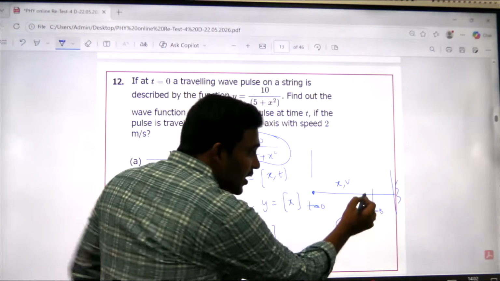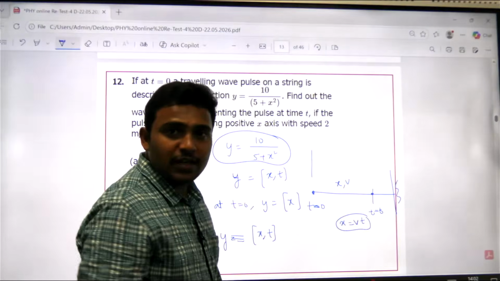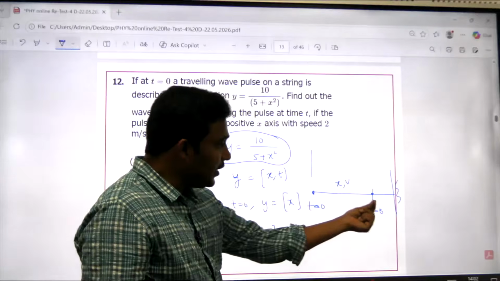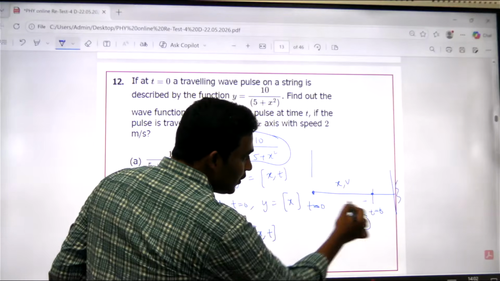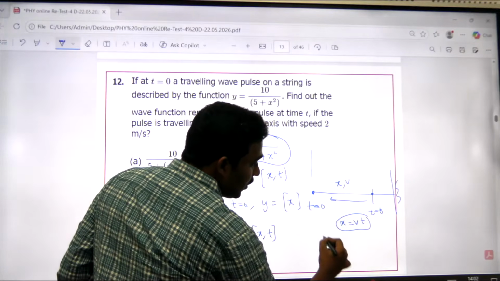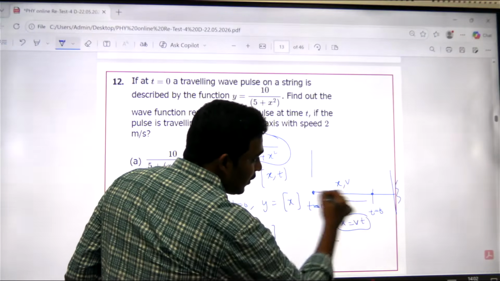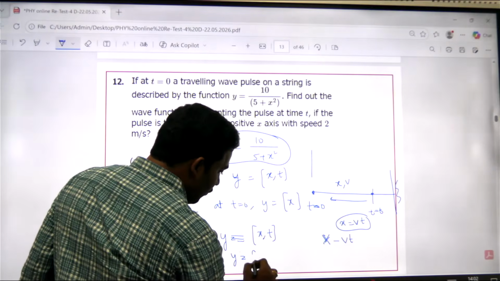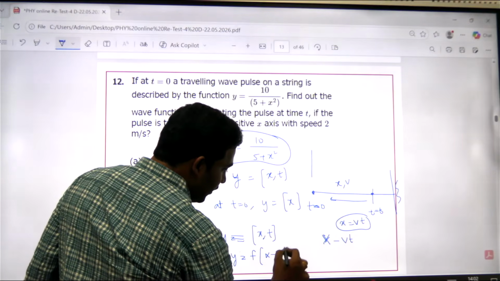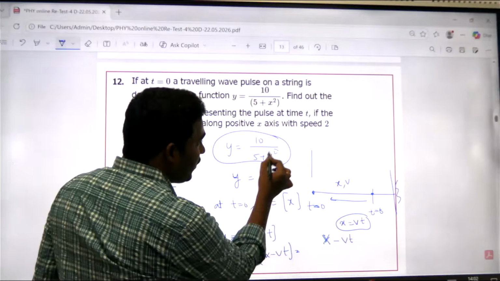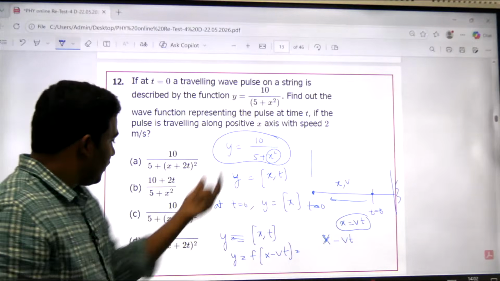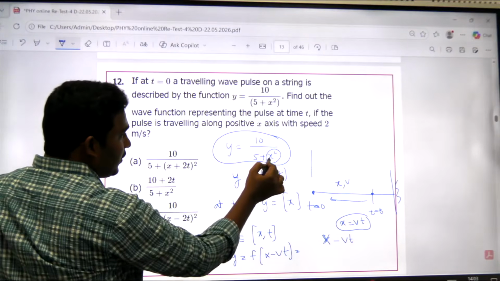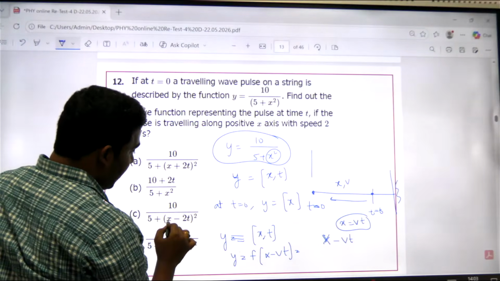if you consider this as your reference point, what will this point be? It is towards the negative x direction. So it is the total distance traveled minus the distance between them, which is v into t. So y will be a function of x minus vt, which implies that in place of x you substitute x minus vt.